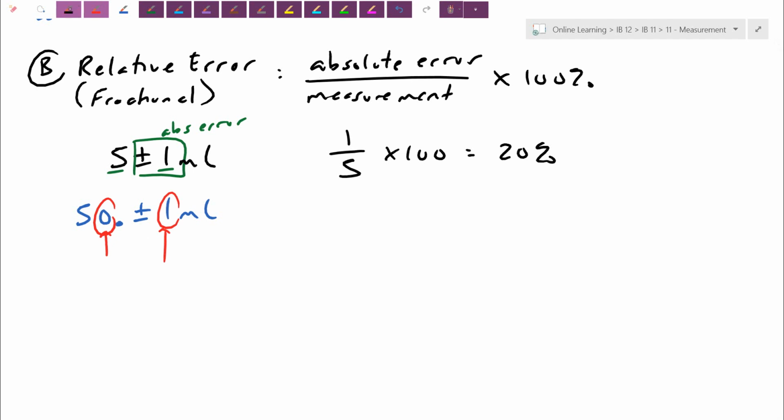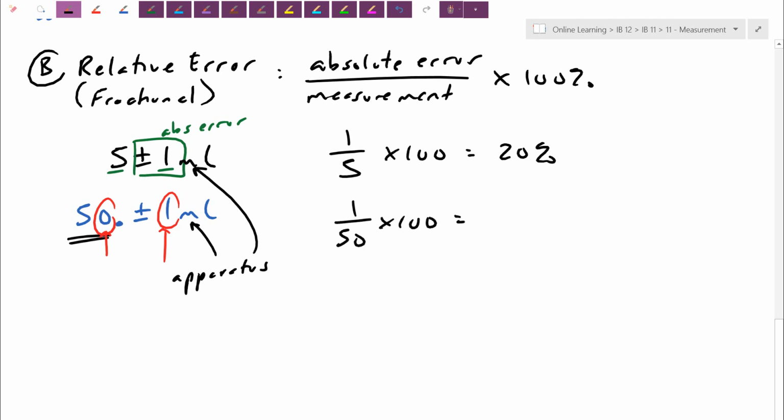This is typically the case. Usually your apparatus always gives you the same error. So the apparatus is giving me plus or minus 1. That's how detailed the tick marks are. However, in this case, because the measurement is a lot bigger, I'm measuring more liquid. If I have a 1 out of 50, I end up seeing, well, that 1 isn't as bad anymore. This is now only a 2% relative error on either side.